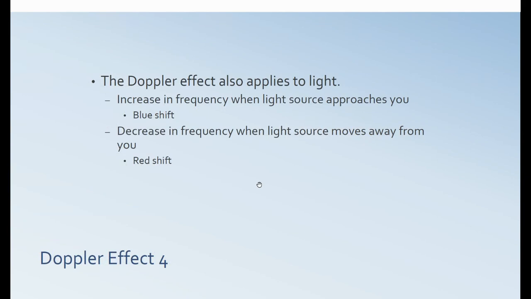This Doppler effect also applies to light. When a light source is approaching you, the light shifts towards the blue. When the light source moves away from us, it shifts towards the red. And we can actually use this in astronomy, say if we're looking at a distant galaxy, and we can tell whether the light is shifted towards the blue, meaning the galaxy is coming towards us, or if it's shifted towards the red, meaning that distant galaxy is actually moving away from us.